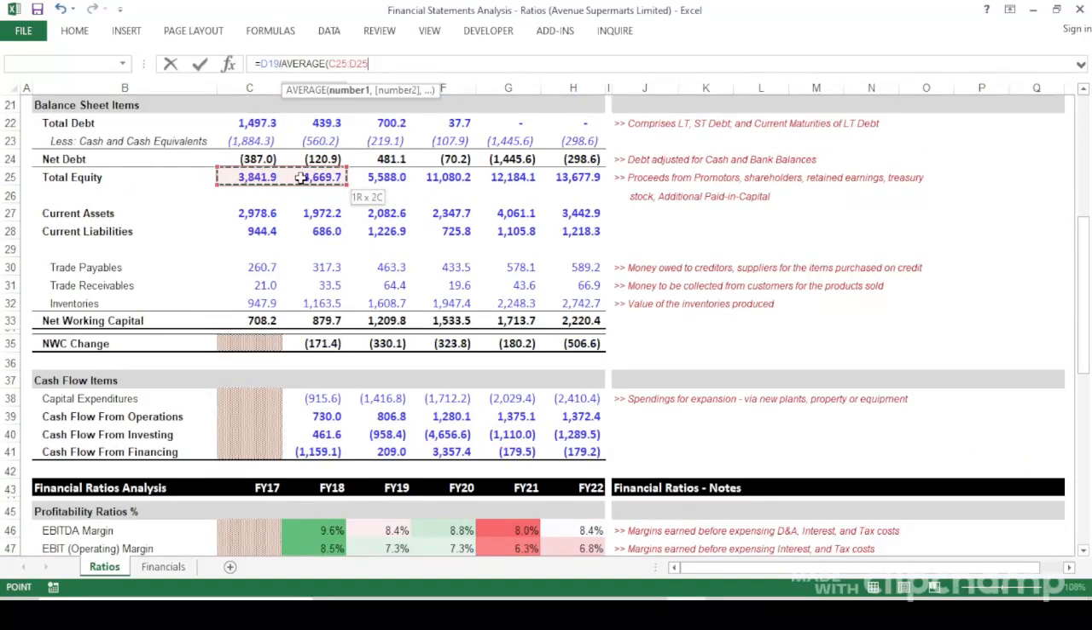So, average of the current year and the last year equity. Whenever there is a balance sheet item and the other item is from the income statement or the cash flow statement, in that case we're going to use the averages for the balance sheet. Now this is because the balance sheet gives you a snapshot of what the company's assets or liabilities or equity is at a certain point in time.